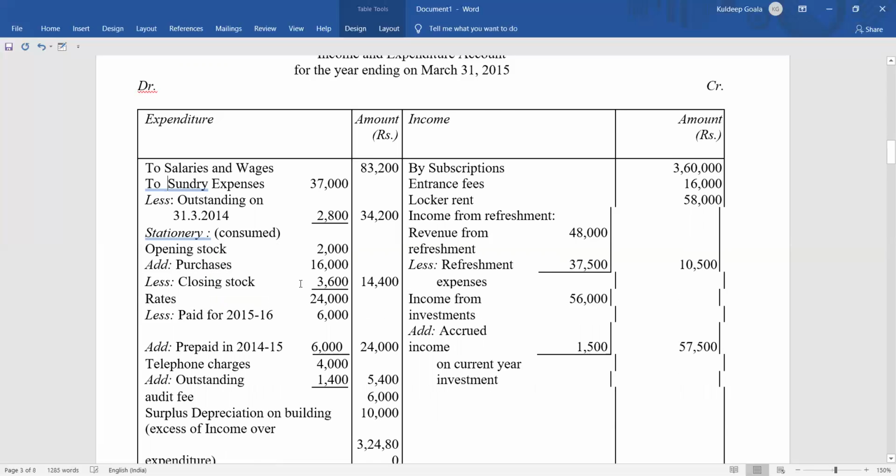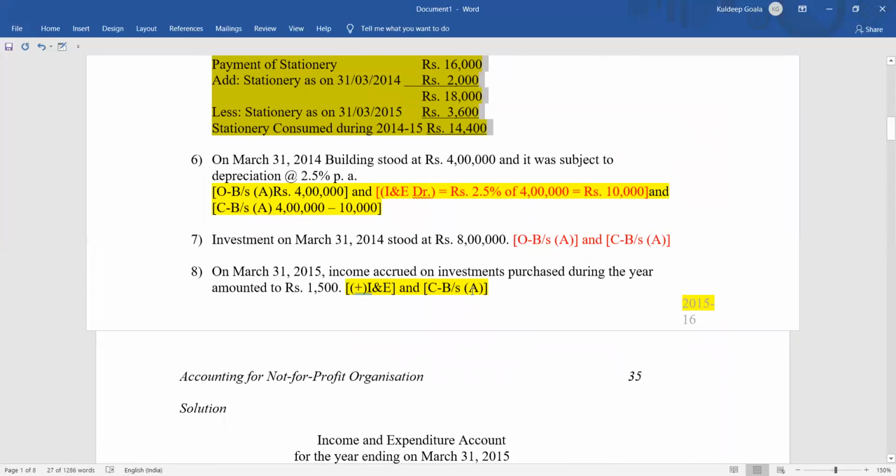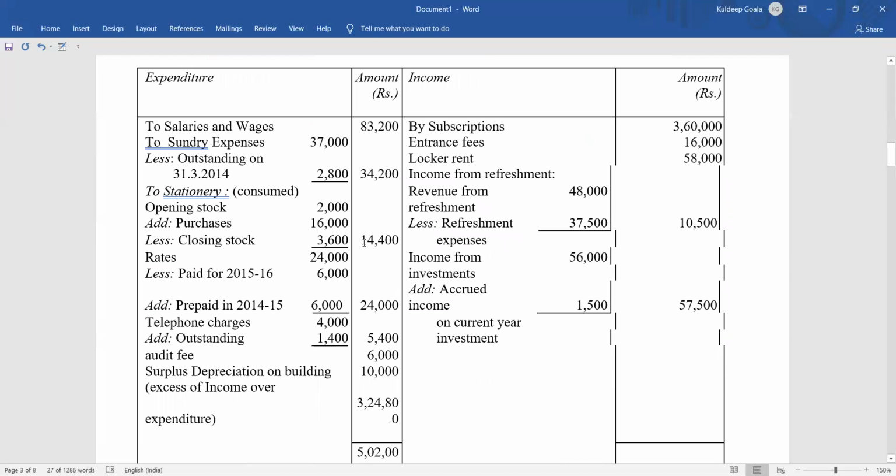To stationery consumed, we'll just mention it. Then one by one we can start as we have done. That is, we can go for opening stock plus purchases minus closing stock, and that will be stationery consumed. Or we can go like this: payment for stationery, add opening, less closing. Ultimately it is 14,400. The main thing is the answer should be the same. So it is 14,400. Clear?